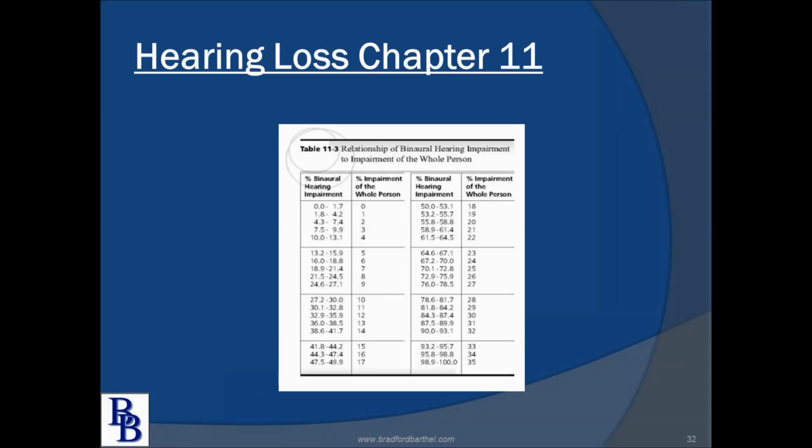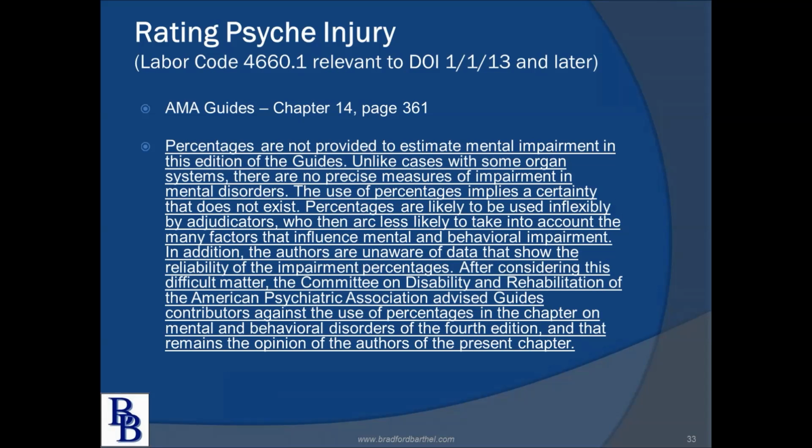Here's table 11.3. It converts binaural hearing impairment to WPI. So in that example where we added 3% for tinnitus to the 23.8, it becomes 26.8, and so it increased it 1 WPI, 1% WPI. So that's what I have for hearing loss.